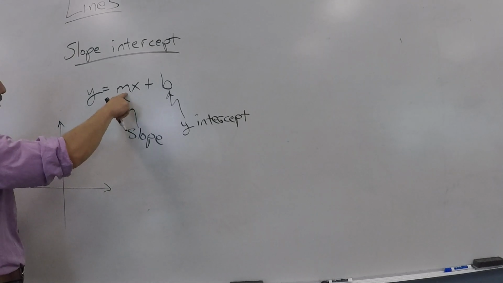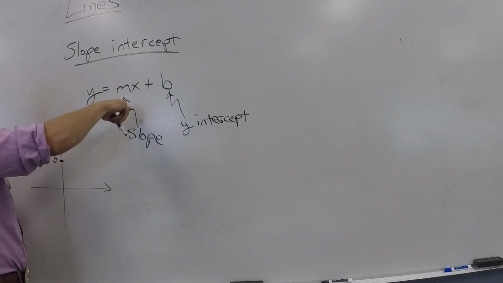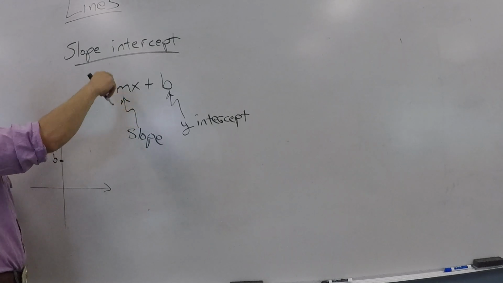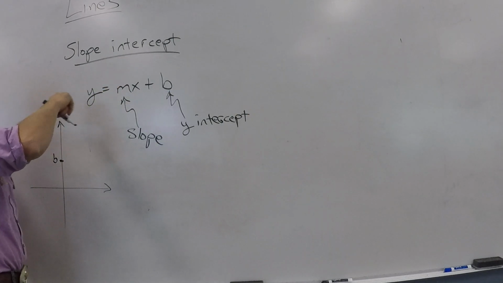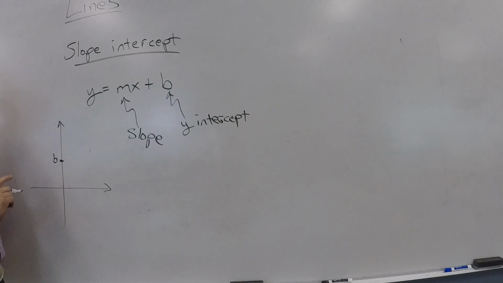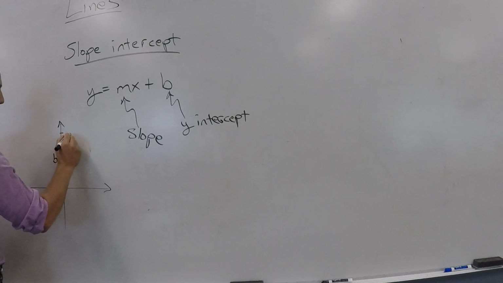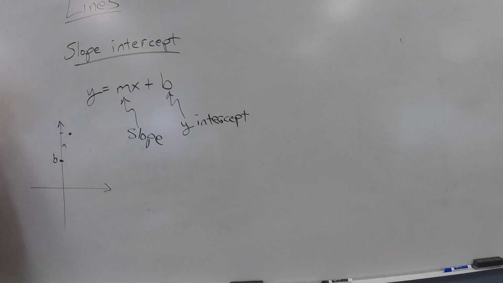So I think about this as a fraction. If that was 4 over 3, I'd go up 4 and right 3. Since this is m, I'm going to think about that as m over 1. So I'm going to go up m and over 1, and put another dot here.